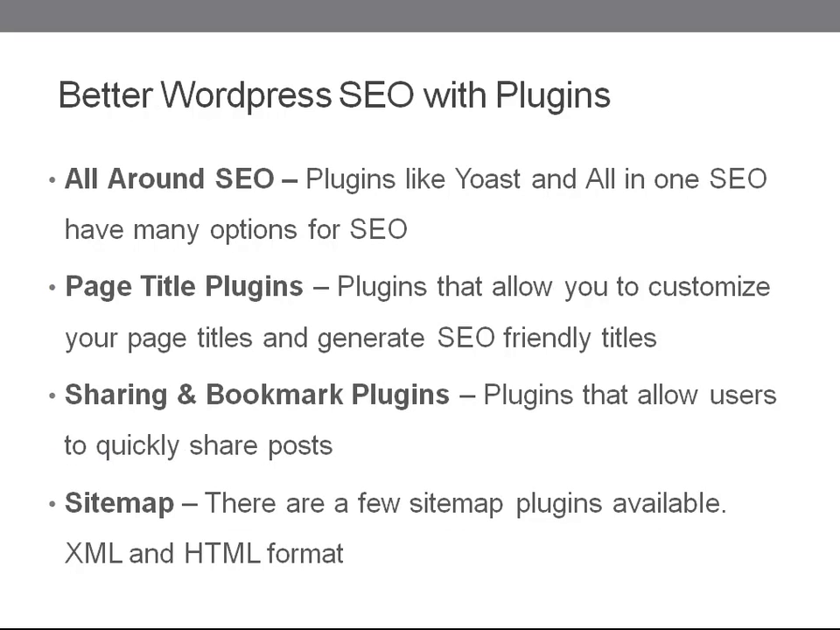So we can get even better SEO with plugins, with WordPress plugins. And there's a few different types. This is just a few of the different types we can look for. First, we have all-around SEO plugins like Yoast and All-in-One SEO. That's actually the name of the plugin. And you can basically do a whole bunch of things as far as changing page titles or keywords or just anything really to do with SEO. Then we have content plugins, which allow us to further customize page titles and things like that.